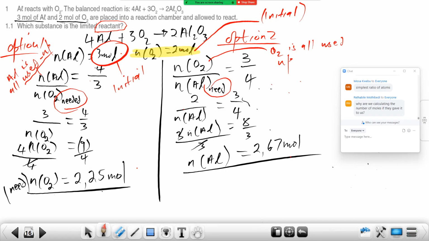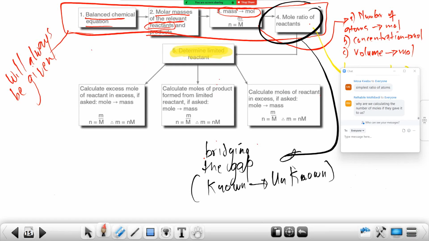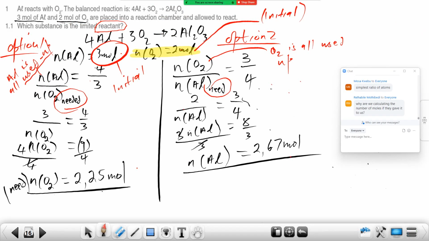So that is the reason why, Ritabile, we need to have some form of reference. The number of moles that we are calculating here at step number 3 using the molar ratio is basically us trying to bridge the gap between the known and the unknown. So in this case, what is the unknown? The unknown is how much I need for this reaction to take place.